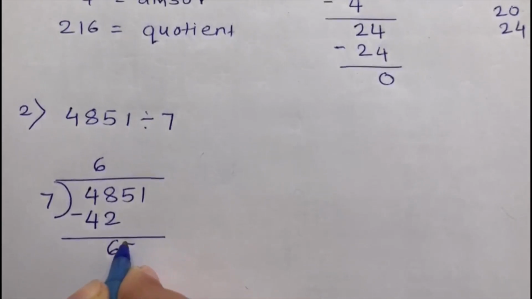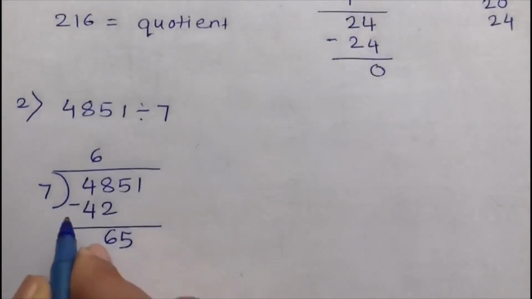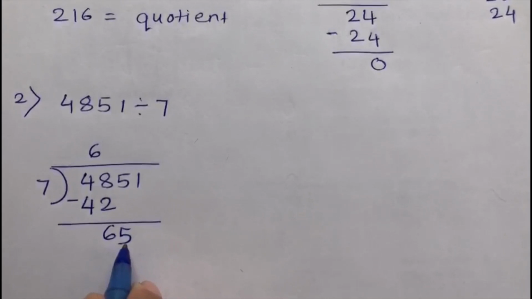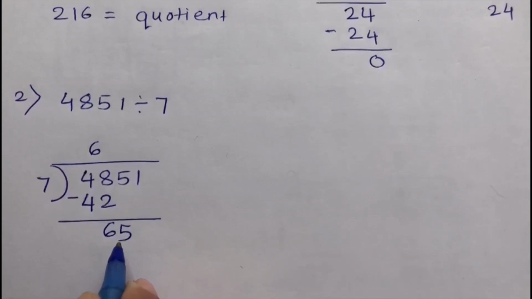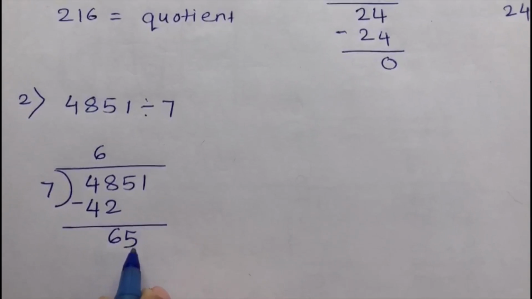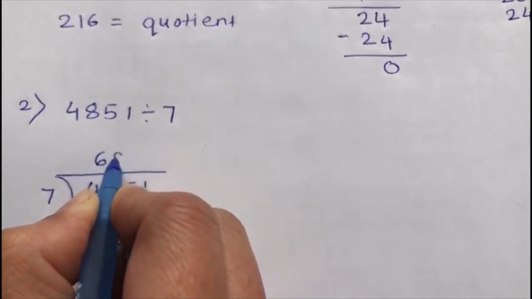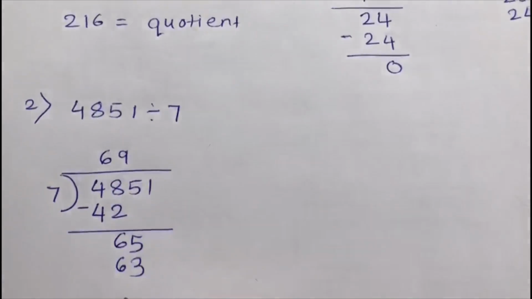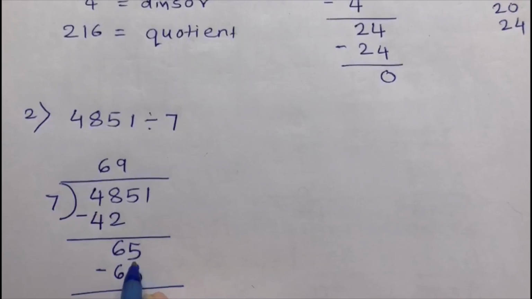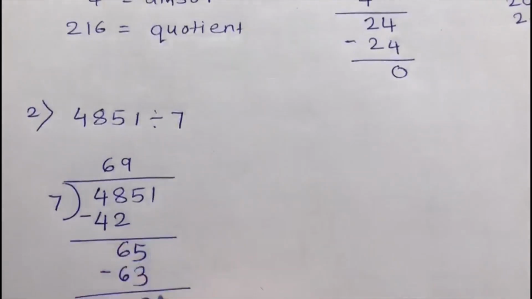Then take this 5 down, so the number becomes 65. And in the multiplication table of 7, there is no 65. So we have to find the number less than 65, and it should be close to 65, that is 63, and it comes at 9 place. 7 times 9 is 63. When we subtract 63 from 65, then we'll get 2.